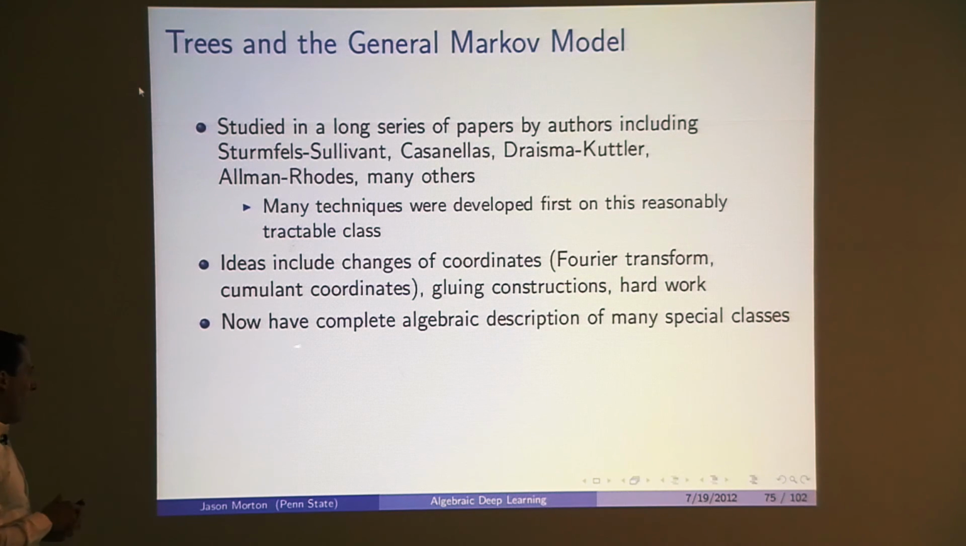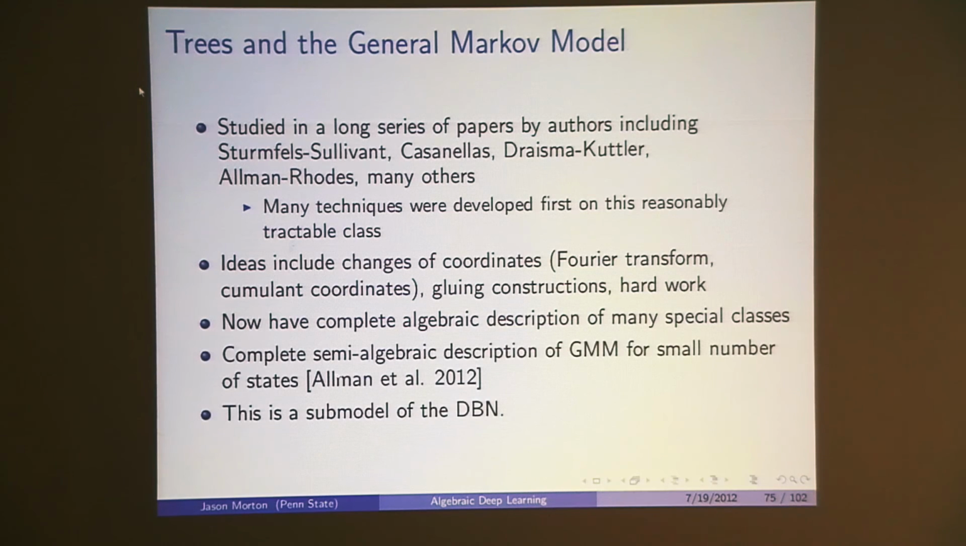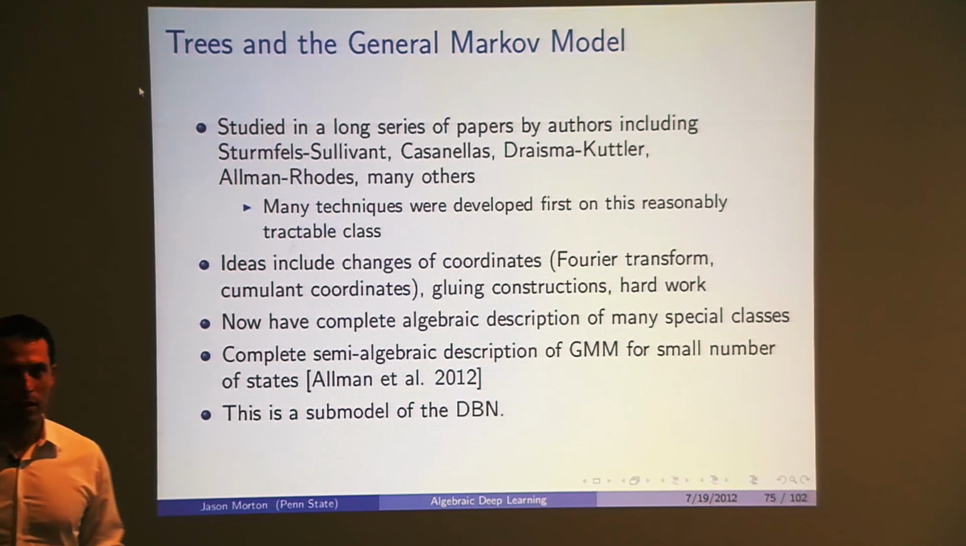And so we now have a complete algebraic description of many classes of trees, and we even have complete semi-algebraic descriptions of this tree model called the general Markov model, with a different tensor at every node, for small numbers of states. And this is a bigger submodel of the deep belief network, right? It's kind of deep, but there's no multiplication going on. Nevertheless, I'm hoping that if we think carefully about it, this will tell us something about the possibilities for deep belief networks. Okay, so the next thing I want to talk about is restricted Boltzmann machines, but I think we'll take a break now and come back after that.